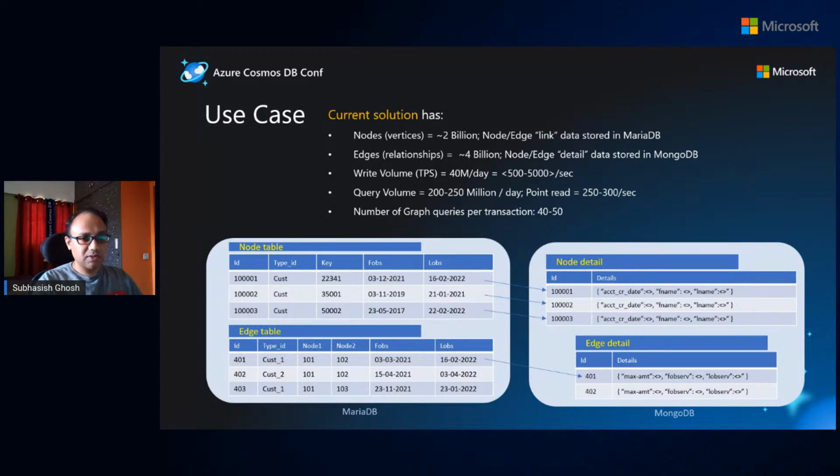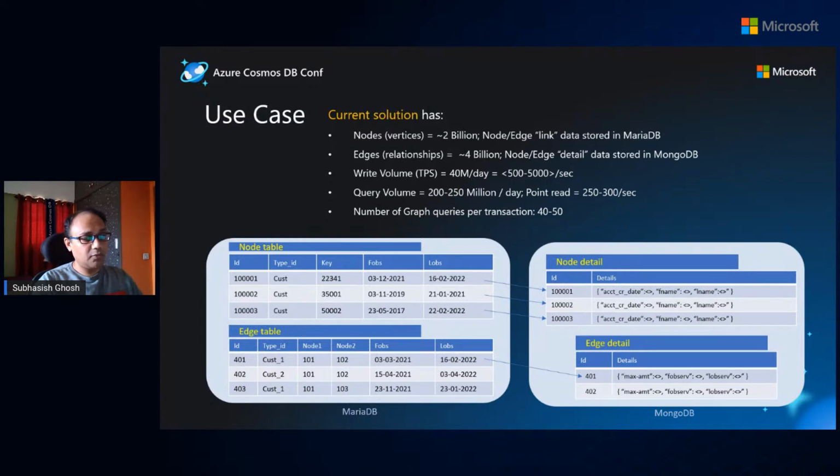Some of the very important numbers related to the use case, so that you have an idea of what kind of volume or veracity we are talking about. First of all, this is all real time. Nodes or vertices, we had around 2 billion, and the relationships between the vertices, which we call edges, around 4 billion, give and take. Write volume is 40 million TPS per day, which varied from around 500 per second when non-peak to, at the highest peak, 5,000 per second.